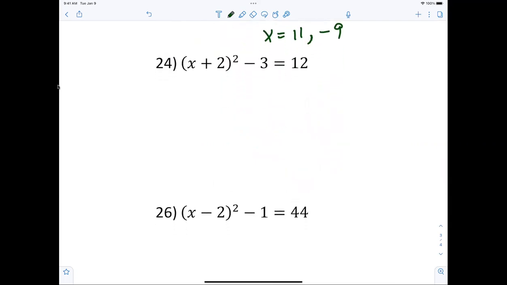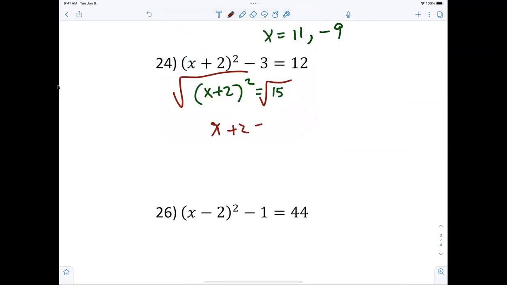All right, now look at 24 for a quick second. The reason I like this one is because it's not a perfect square. So you're going to add 3. So x plus 2 squared equals 15. Now I need to do what? Square root. So x plus 2 equals plus or minus the square root of 15. Everybody happy with that? And then move the 2 over. So x equals negative 2 plus or minus the square root of 15.